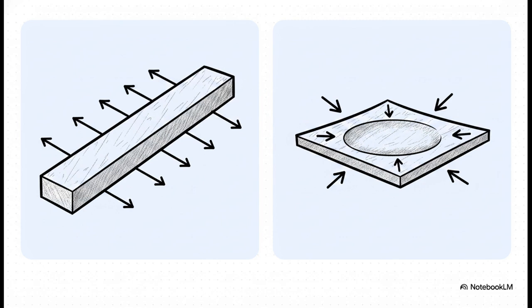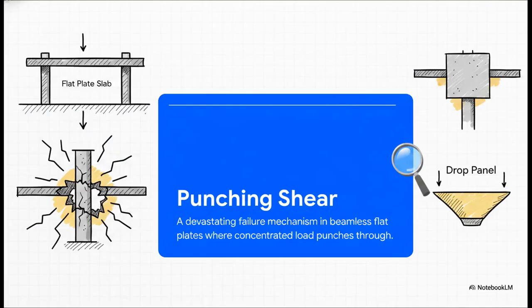The force basically takes the path of least resistance, traveling directly across the shorter distance, making the slab bend like a single wide beam. But if that ratio is 2 or less, it acts as a two-way slab. The force spreads out orthogonally, bending the slab downward like a dish, which means you need a completely different grade of steel reinforcement.